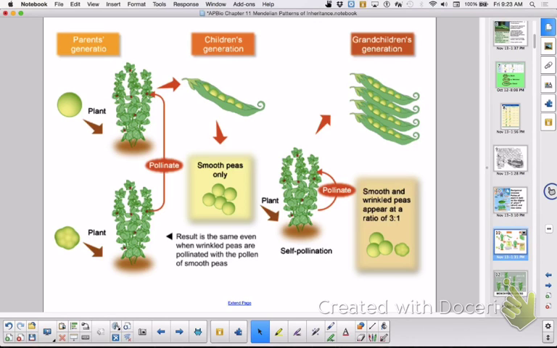The plant makes children and has peas. And then the grandchildren get smooth.